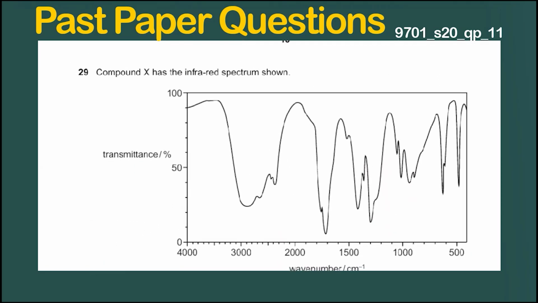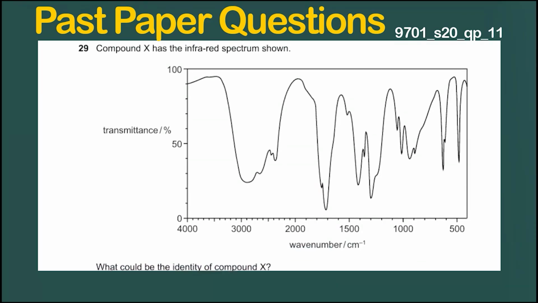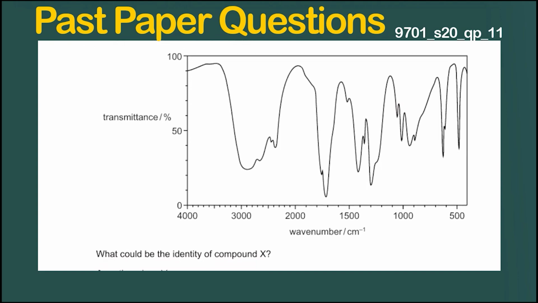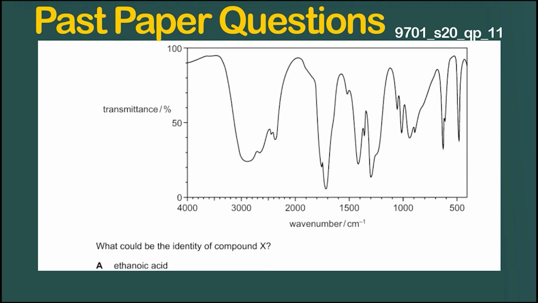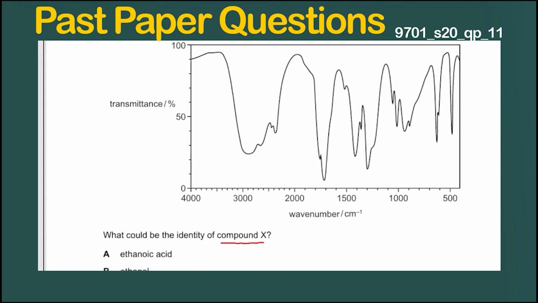Alright ji, so this is the question from the infrared spectrum. Compound X has an infrared spectrum as you can see here. But ji, what could be the identity of the compound X? For this question we have to look into the data booklet, in which different values will be given for the spectrums.